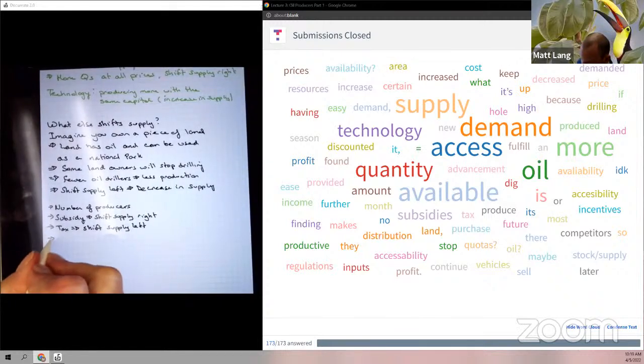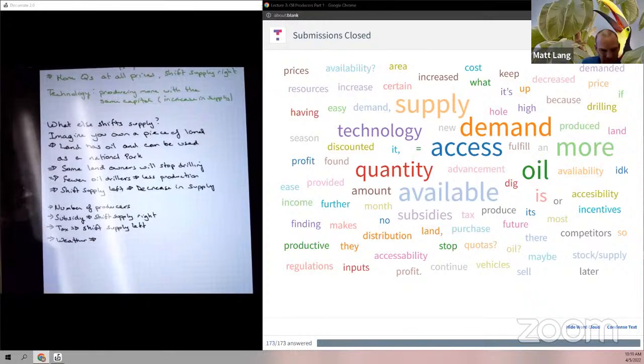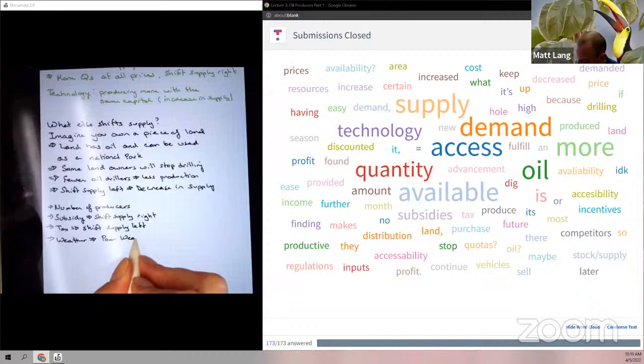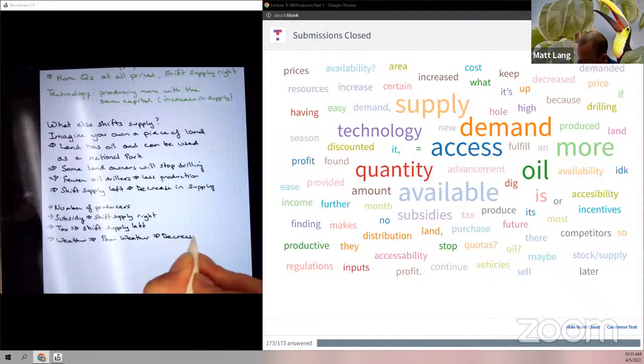What about weather? This has some element to the gasoline production process, but actually like agriculture, agriculture is directly based on weather. But you could also think about transportation or transporting goods and services when weather is bad. That makes it harder to transport. So poor weather is going to be a decrease in supply.